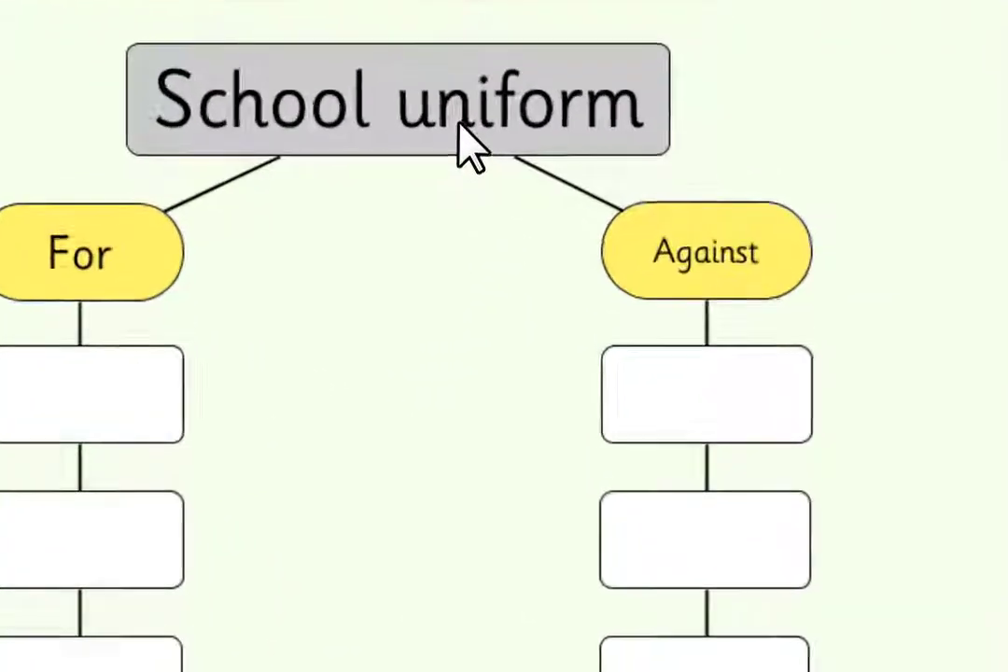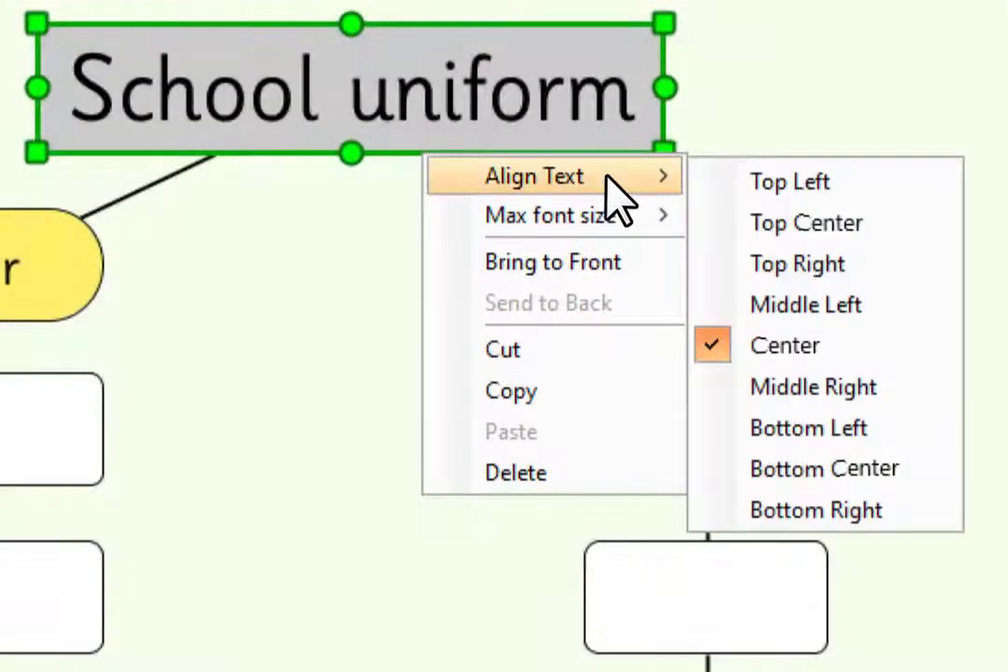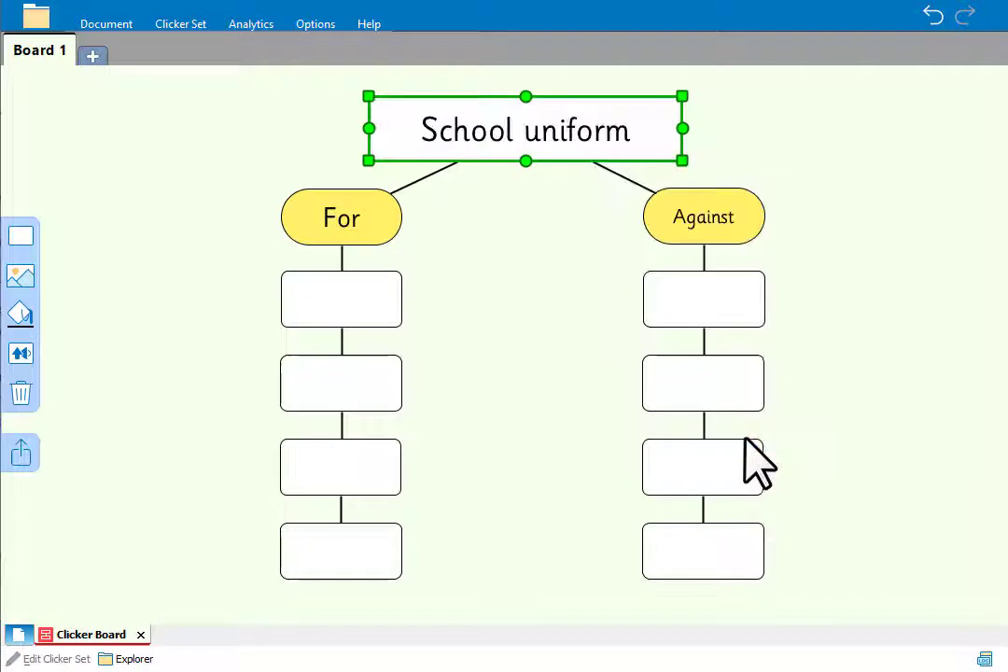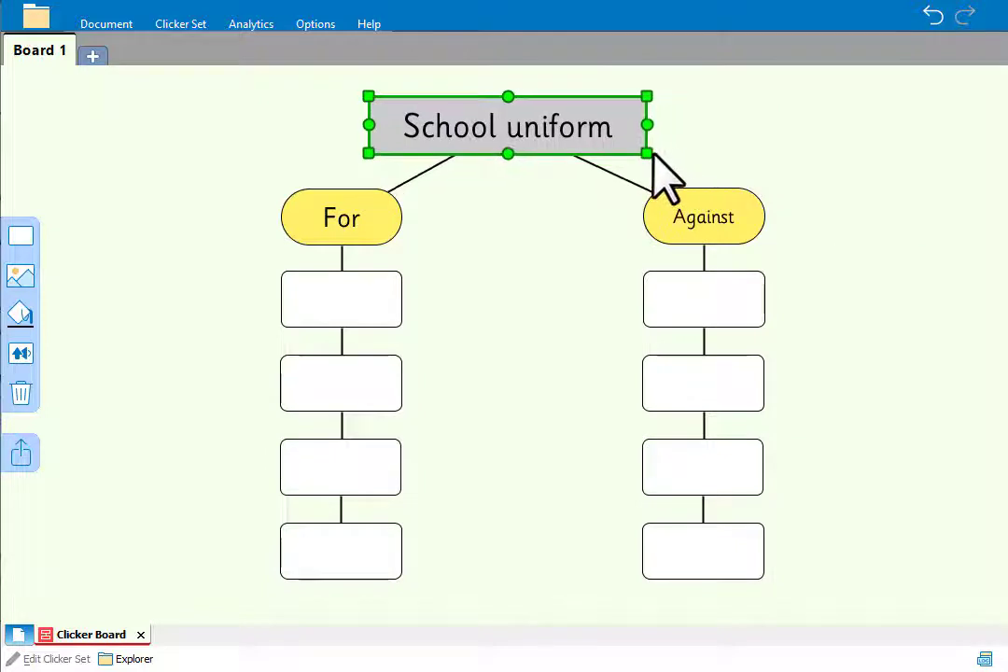If we shift right click on a cell, we get a menu to make additional changes to the cell. Here we can change the alignment of the text, or we can choose what the maximum size of the text in the cells is. We'll choose 26, so you can see that no matter how large the cell gets, the text will now stay at 26.